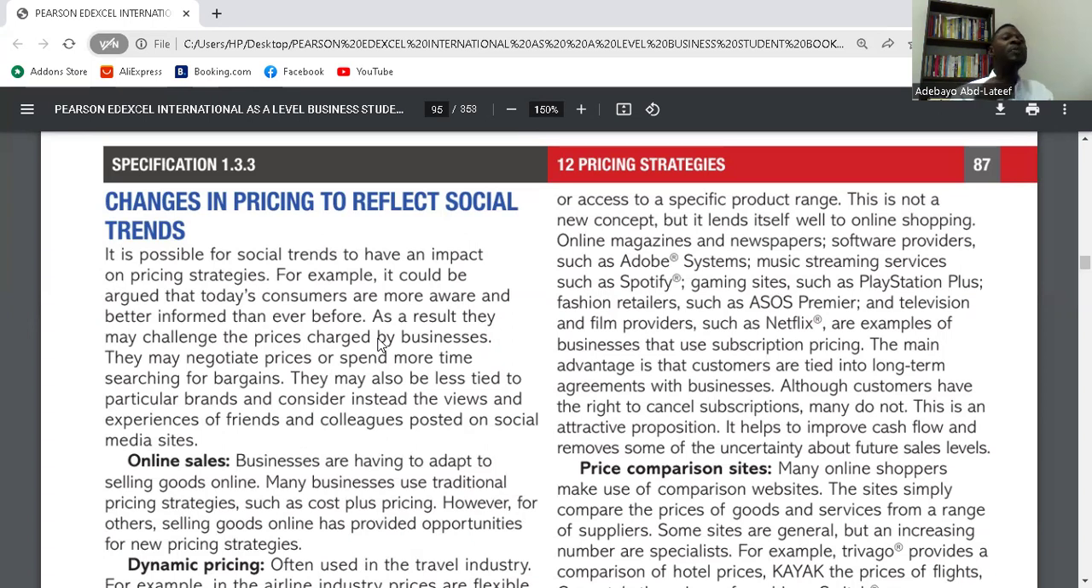Is it clear? So it depends on what you want to have access to. You want to have access to premium, that means you have to pay the whole cost. Is it clear? You know what we're talking about? We're talking about how you have to adjust to different social trends. So businesses have to come up with these different strategies, different pricing methods to be able to fit in to what customers will need. That's what we're talking about here. So they could use subscription pricing too.